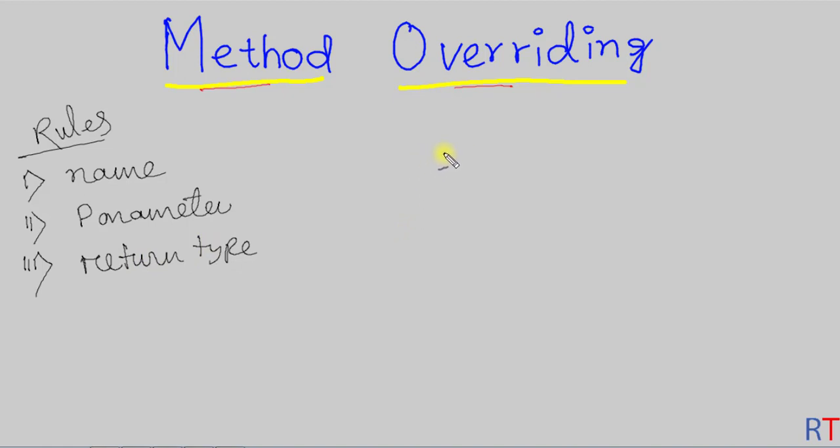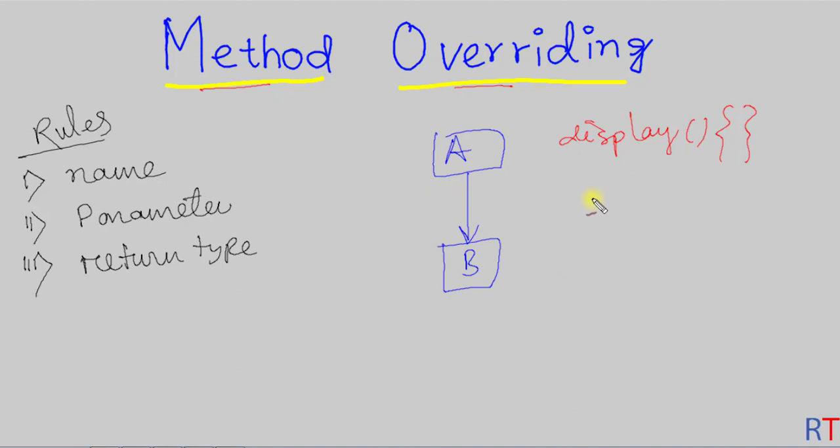As an example, if we have one class A which has one method called display with one particular definition, and there is one subclass B where we can override the superclass method, then both of the methods have to have the same name, so the name should be display, the return type should be the same, and the parameter list should be the same. Then we can provide a new definition to the child class method, and this way we can override the parent class method in the child class.